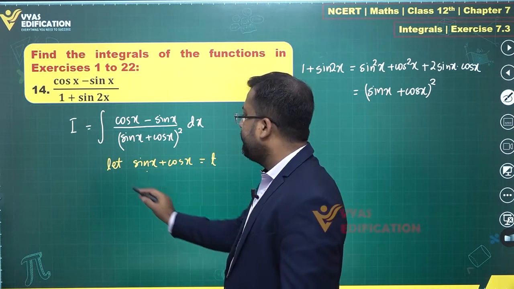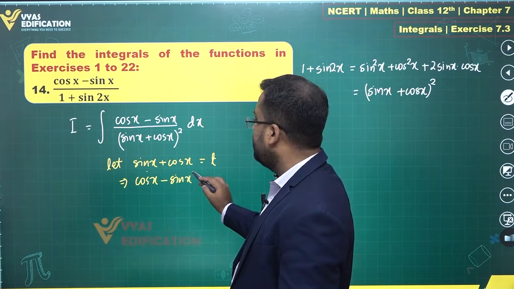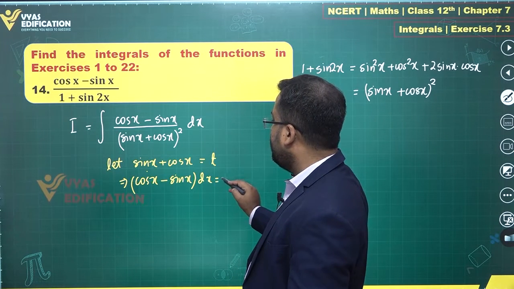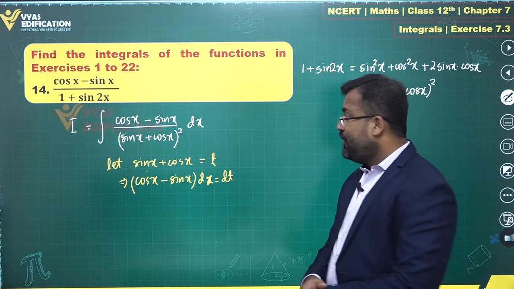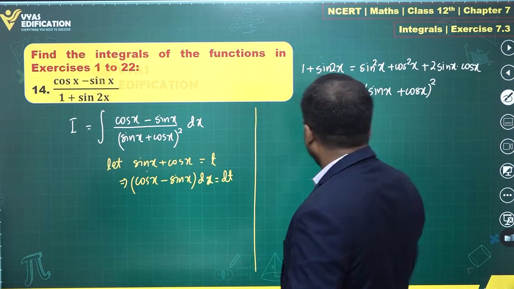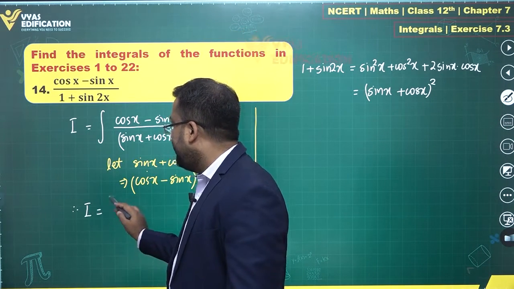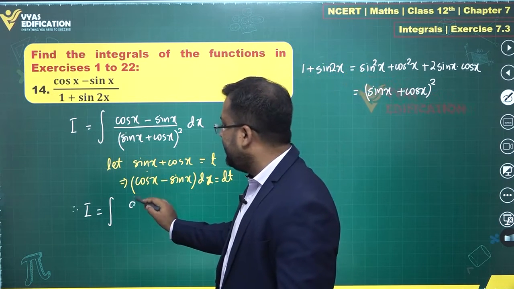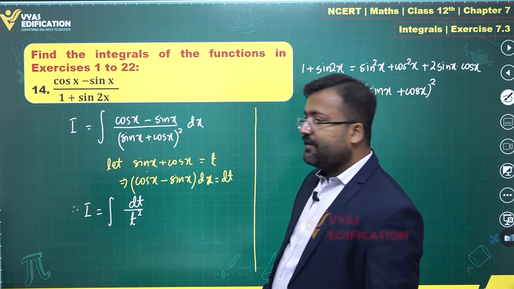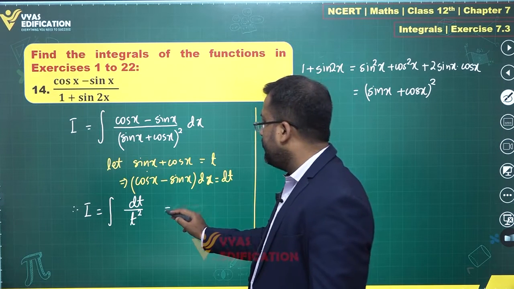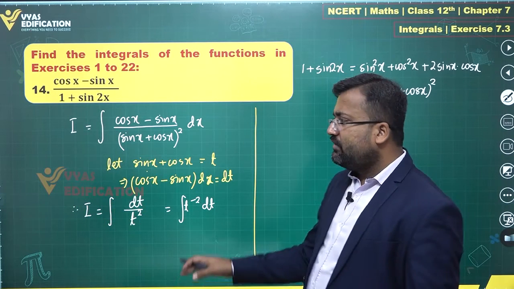Is equal to t, and that tells me the derivative of sin x is cos x, the derivative of cos x is minus sin x times dx, which is equal to dt. Yes, this is what you have. Okay, now I can write it easily. Therefore I is equal to integral of cos x minus sin x dx, which is dt in the numerator. In the denominator you have (sin x plus cos x) whole square, which is t square. This is actually t power minus 2. The integral will be minus 1 by t, or you can solve using your steps.